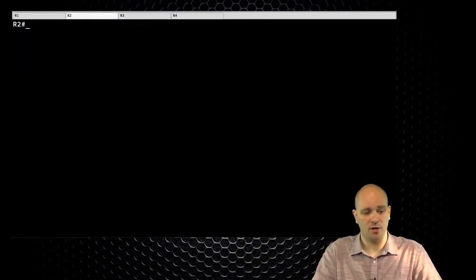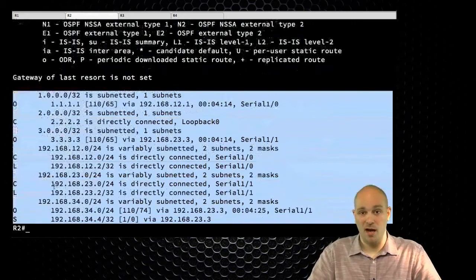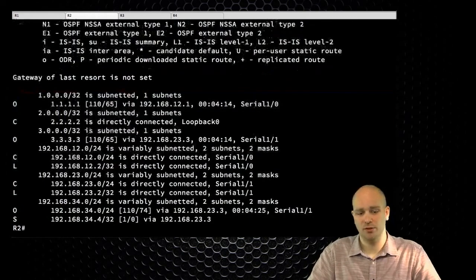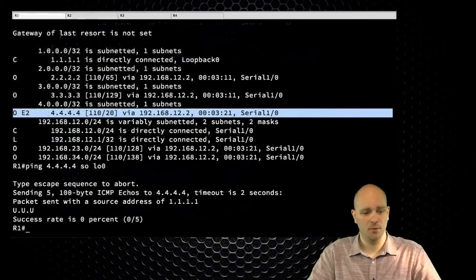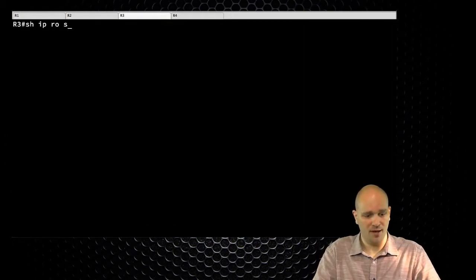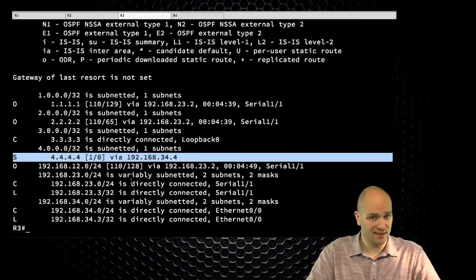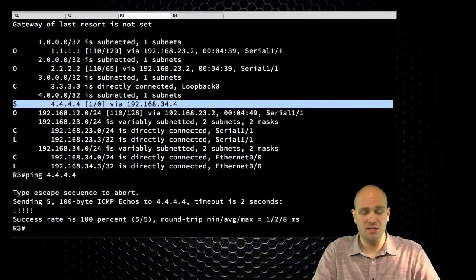Moving onwards with our looking at what the problem could be, if I go to R2 and if I do show IP route, I can see here in R2's routing table, well, actually, I don't see it, but there is no route for R4's loopback. On R1, I have it in the routing table. On R2, I don't have it in the routing table. If I go to R3, and if I do show IP route, I can see that I do have the route in the routing table. It's a static route. And from R3, if I try to ping R4, it seems to be working.